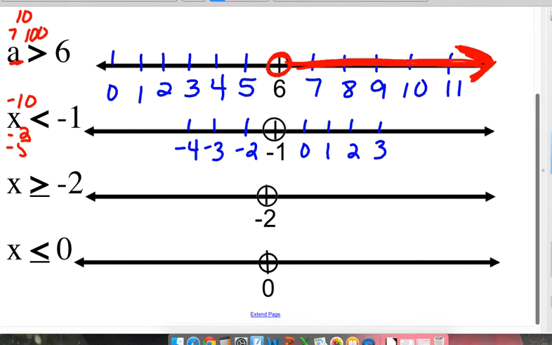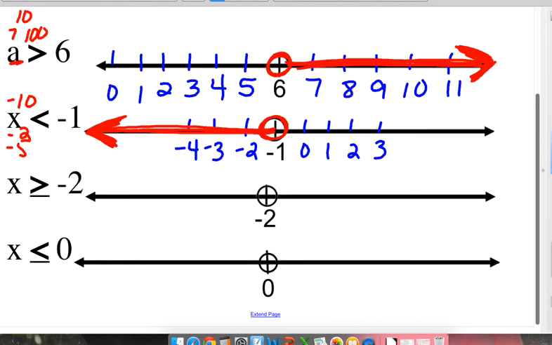Now hopefully that helps you figure out which direction you would need to shade to show values that are less than -1. Those would be going to the left, so I would shade this way. And I look at my symbol, it's the less than symbol. That means I have an open circle. I do not color it in because I am not including -1 in my shading. Okay, let's look at the next one.